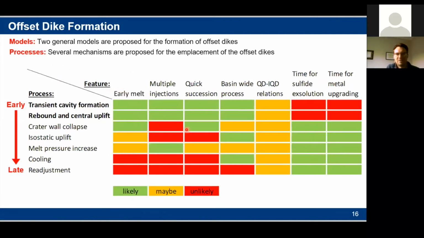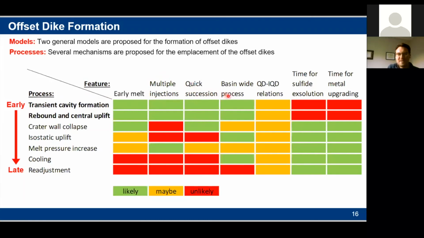And here we have a comparison matrix where you can see the processes from early to late, and then you can see the characteristics on the right side. And I've already mentioned that the offset dikes seem to be an early impact melt. So this can, of course, be explained by early processes. I've also talked about how we believe that multiple injections are more likely, but these multiple injections have to be in quick succession to each other. So we have to have two processes which happen in quick succession.